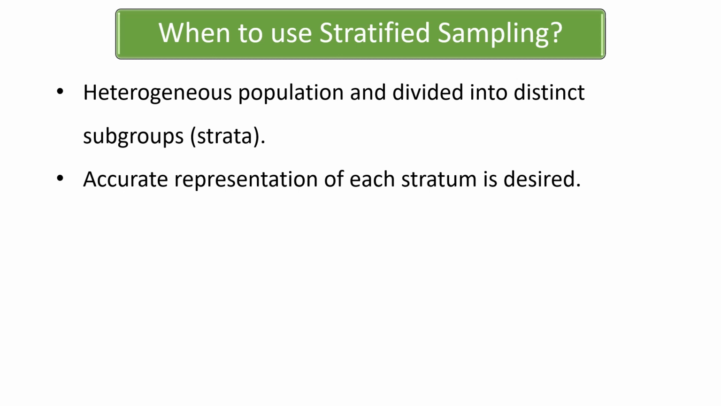When to use stratified sampling? We use stratified sampling if the target population is heterogeneous, or variability among the sampling units exists, and it can be divided into distinct subgroups. We have to divide it into distinct groups. The other case is if we require accurate representation of each stratum or group. In these cases, we apply stratified sampling.